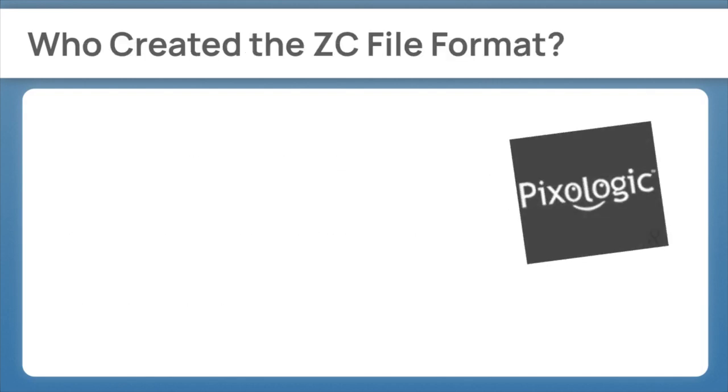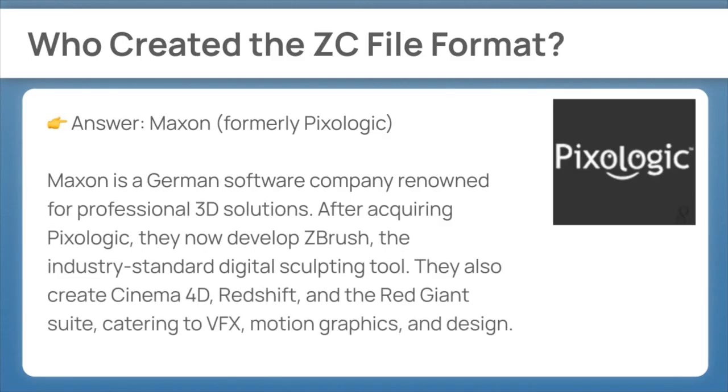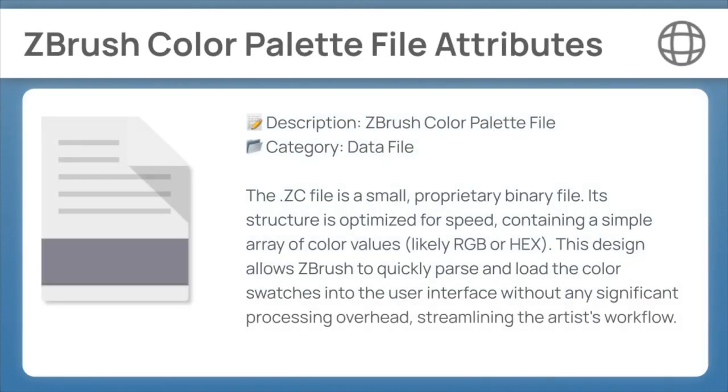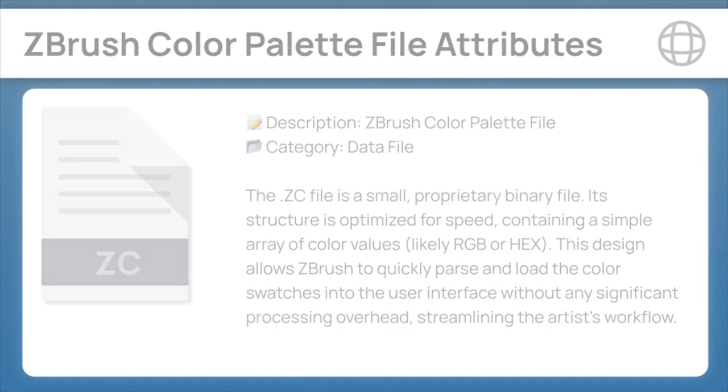This file saves a specific set of colors, allowing artists to maintain color consistency across projects or share their preferred color schemes with others in the community. The ZC file is a small proprietary binary file. Its structure is optimized for speed, containing a simple array of color values, likely RGB or hex. This design allows ZBrush to quickly parse and load the color swatches into the user interface without any significant processing overhead, streamlining the artist's workflow.